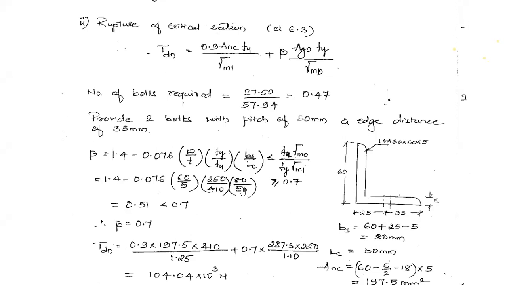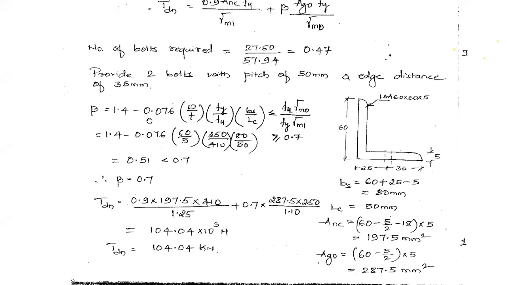50 is this pitch distance, right? So what is the value here? I'm getting it as 0.51, but we have an upper limit and lower limit over here. It is below the lower limit, so what I'll adopt is beta as 0.7, the minimum value of beta, so that has been taken here.